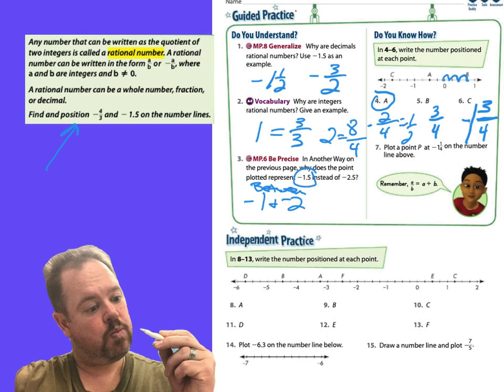7 says plot a point P at negative 1 and 1/4. So I'm going to clean up on top here a little bit. So it's negative 1, which is right here. And we need to go 1/4 to the left of that. So 1/4 more. There is my letter P.